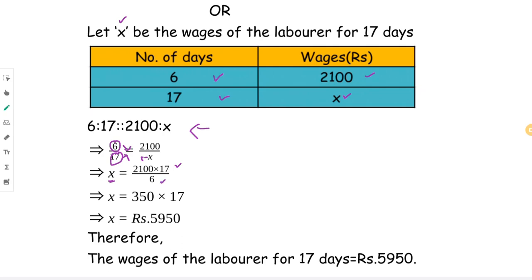Cross multiplication, right? Then 6 1s are 6, then it will be here 350. So what am I having? 350 into 17, which when I multiply I'll get 5,950. Therefore the wages of a laborer for 17 days equals rupees 5,950.